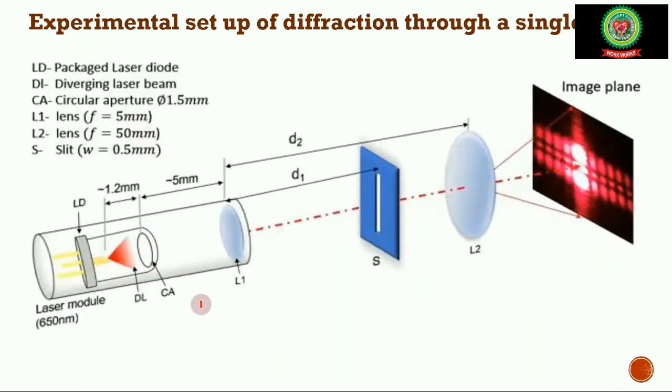Let us see the experimental setup of diffraction through a single slit. So this is the experimental setup. This is the source of light. This is a single slit. For the diffraction we only require a single slit. This is a convex lens to converge the light, and here on the screen you can observe the pattern of fringes.